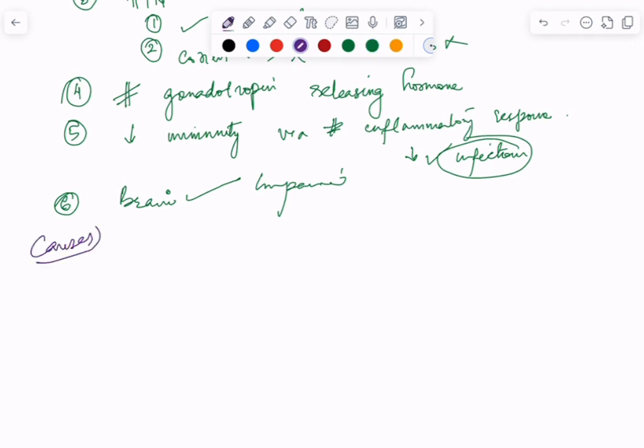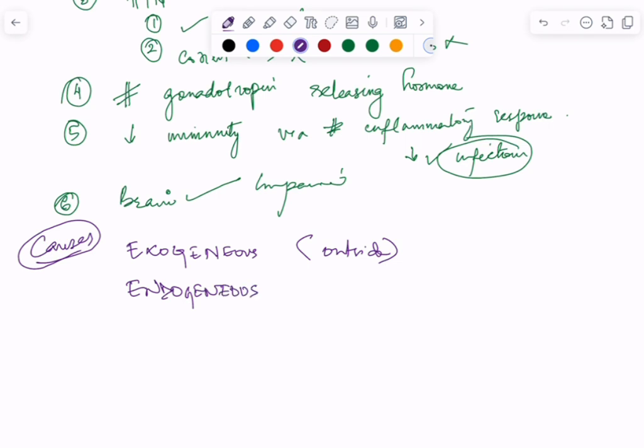So we can move to causes. Causes are exogenous and endogenous. Exogenous is from outside, endogenous is from inside. So exogenous is like medication, steroids for asthma, rheumatoid arthritis. Some medications will lead to an excess amount of cortisol. Endogenous is actually rarely the cause.